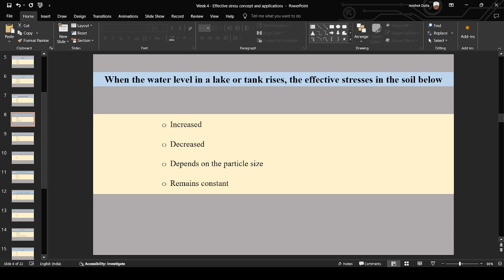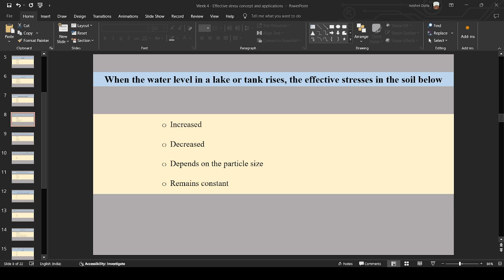I'll repeat the question. When the water level in a lake or tank rises, the effective stress in the soil below: increased, decreased, depends on particle size, or remains constant. Those who are joining now, please write down the questions from the current slide. I'll give you time to solve them and then I'll discuss after that.